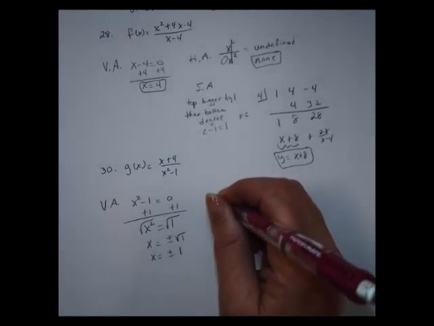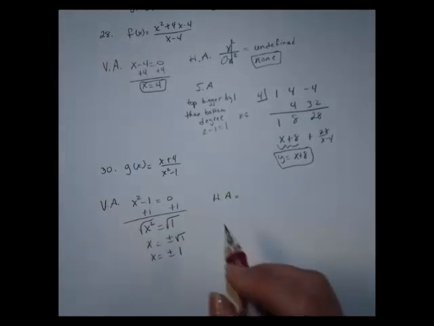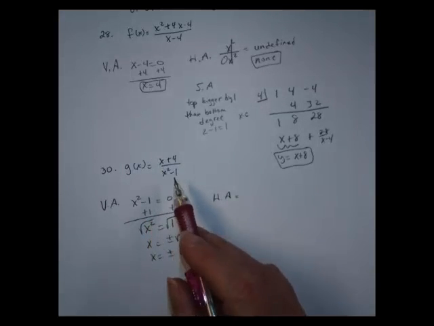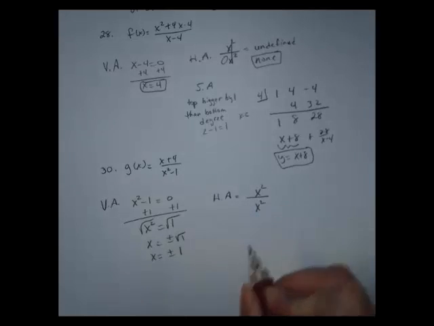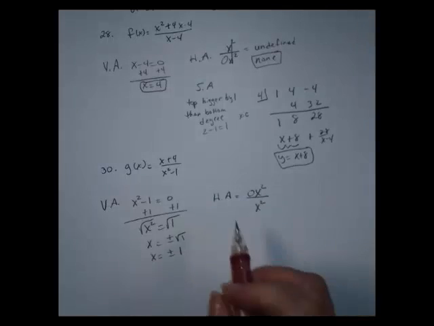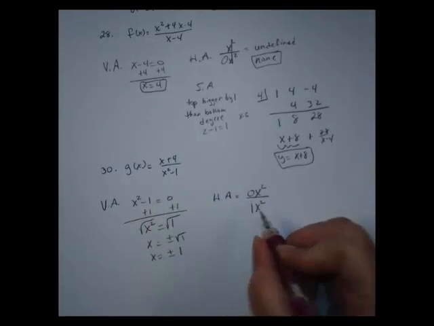When we're looking at our horizontal asymptote, again, we are looking to match our degree. So our highest degree is x squared again. So x squared over x squared. How many x squareds do we have on the top? Well, we have 0 x squareds. On the bottom, we have 1.